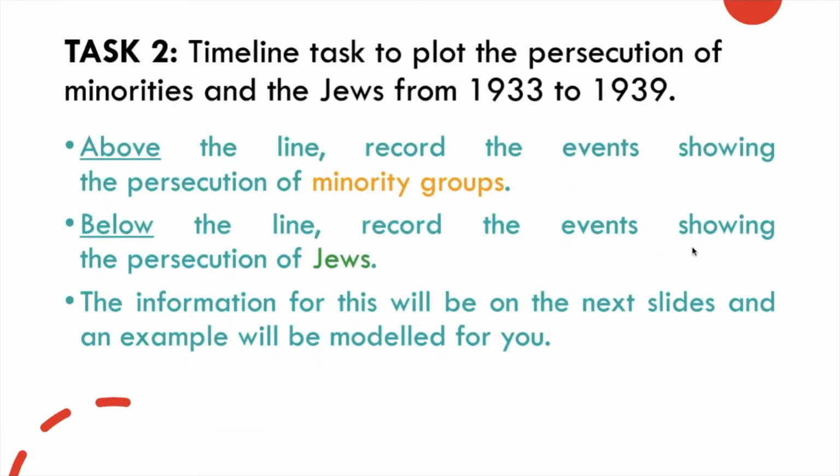Okay, for task 2, you are going to create a timeline to plot the persecution of minorities and Jews from 1933 to 1939. Above the line, you need to record the events showing the persecution of minority groups, and below the line, you need to record the events showing the persecution of the Jews. Now, the information for this will be on the next slides.